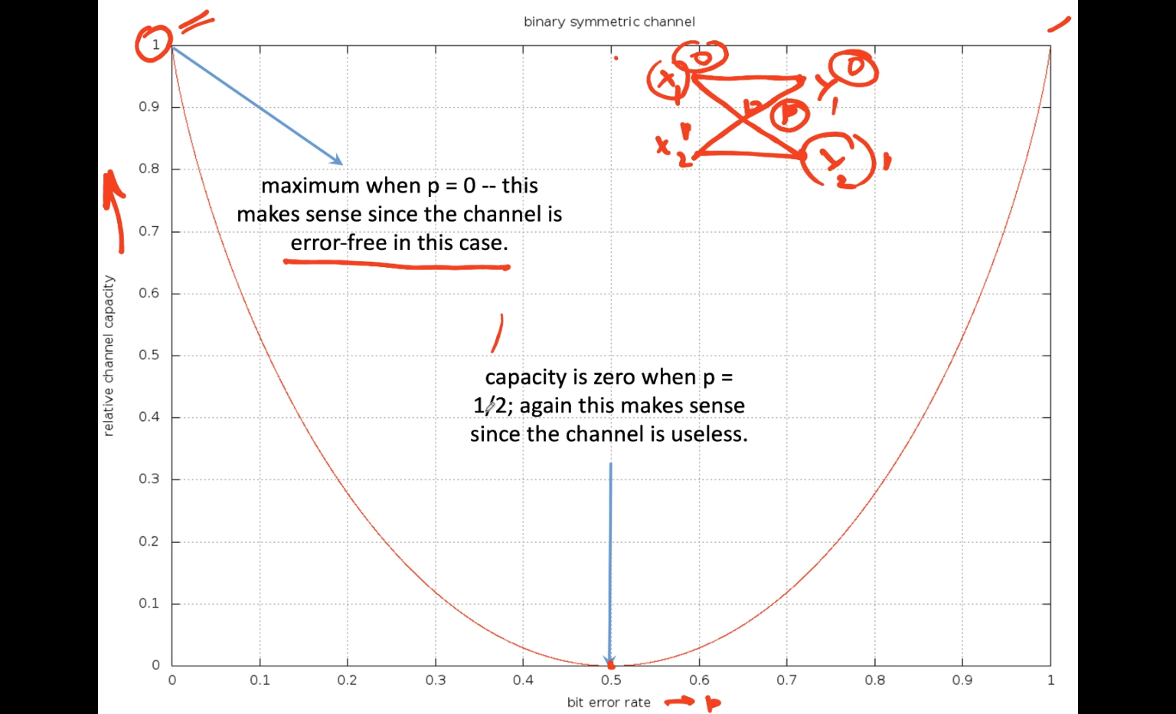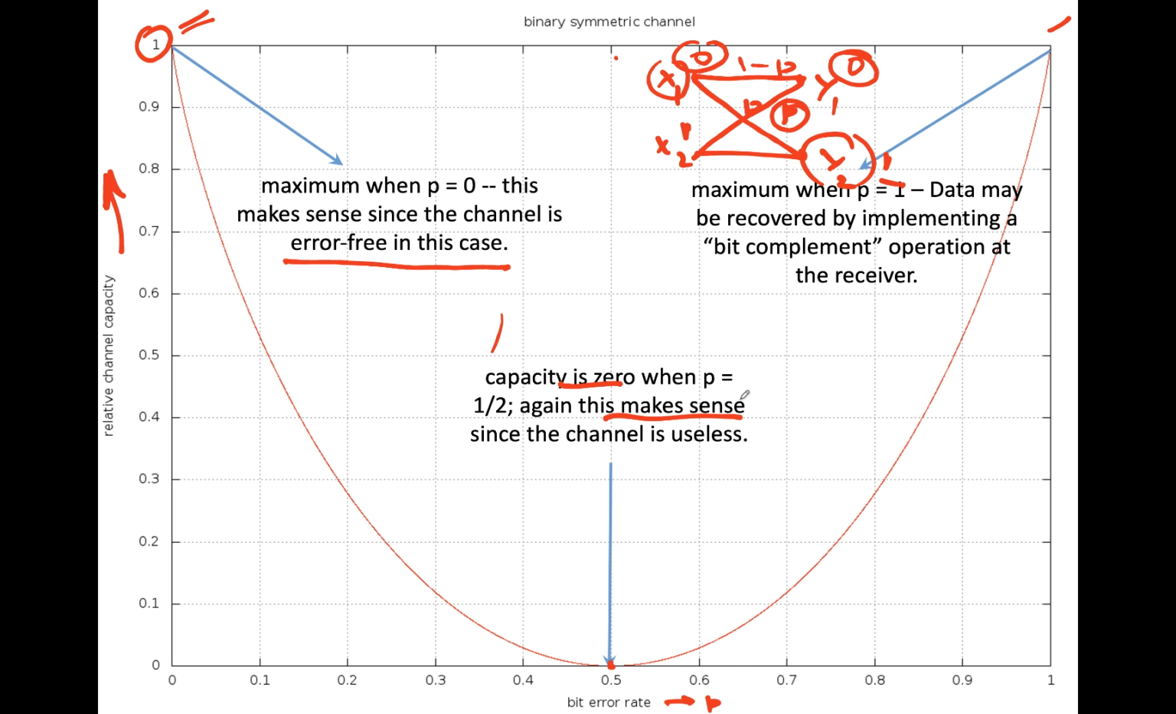So when your flip over probability is half, then this 1 minus P is also half. So basically when you are transmitting a 0, then with 50% chance you can receive a 0, or with another 50% chance you can receive a 1. This makes your channel useless because it is as good as just tossing a coin and predicting the output based on whether it is head or tail. So your channel is of no value. So in that case, your capacity is 0. Therefore, this makes sense.